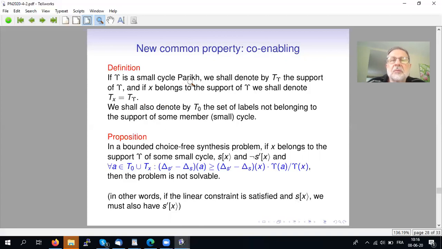If epsilon is a small cyclic vector, P epsilon is the support of epsilon, and if X belongs to the support of epsilon, Tx is the same as T epsilon. And T0 is the set of labels not belonging to any cycle. And the new proposition then says that in a bounded choice tree synthesis problem, if X belongs to the support of epsilon, and X is enabled by S but not by S prime, and if this linear constraint is satisfied, then the synthesis problem is not solvable in the class of choice tree nets, because we should have a co-enabling property, so X should be enabled at S prime too.